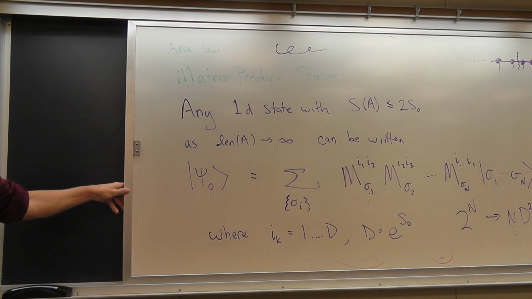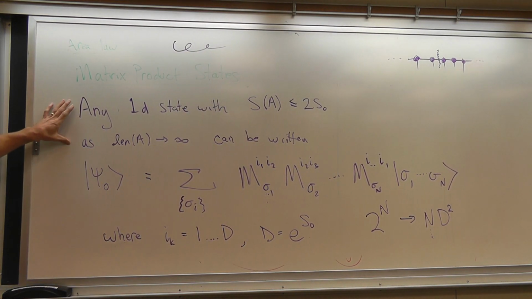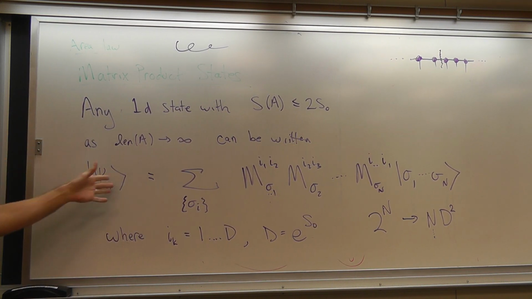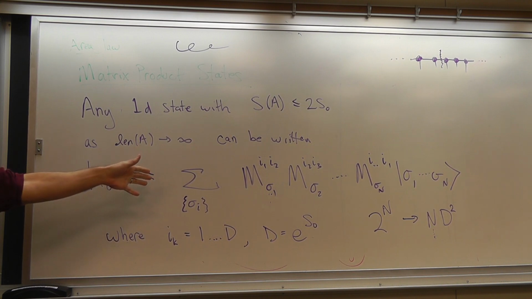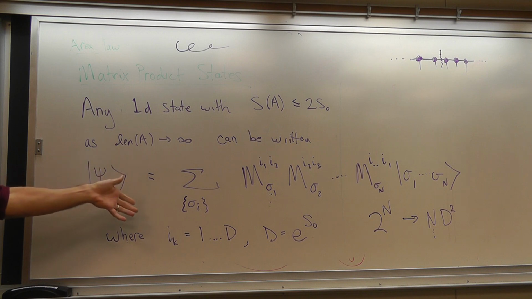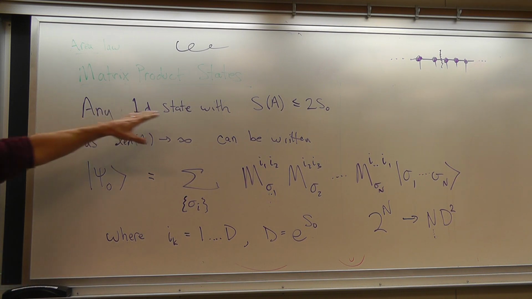Yeah. So we went from a statement about the ground state to a statement about any 1D state? Well, sorry, this statement is just true, that any state can be represented this way, as long as the bond dimension is big enough to encode the entanglement. Now, it also happens to be true that ground states of gapped local Hamiltonians satisfy this assumption.